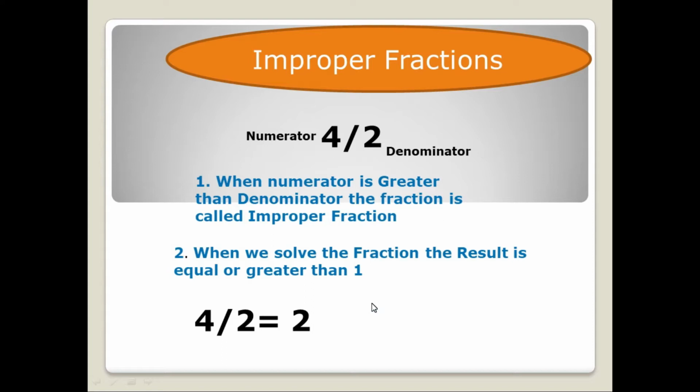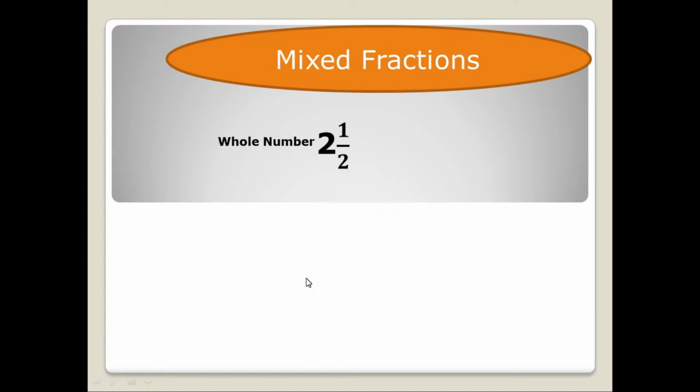Look at the example of 4 over 2. When we solve, the result is 2. And another example, we have 4 over 4 and the result is 1. So these are called improper fractions.